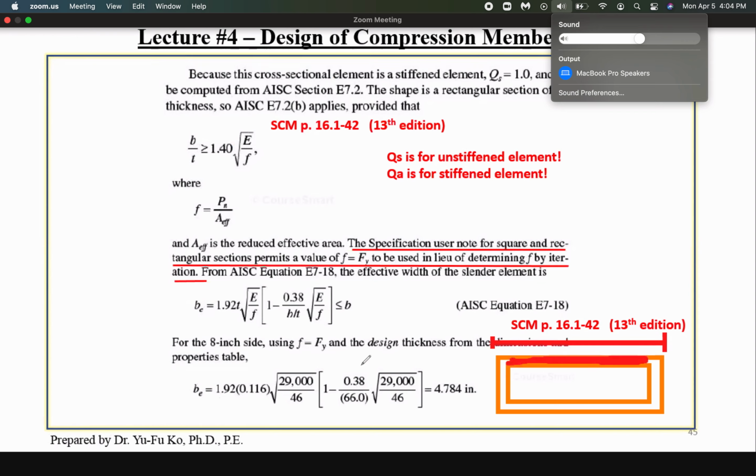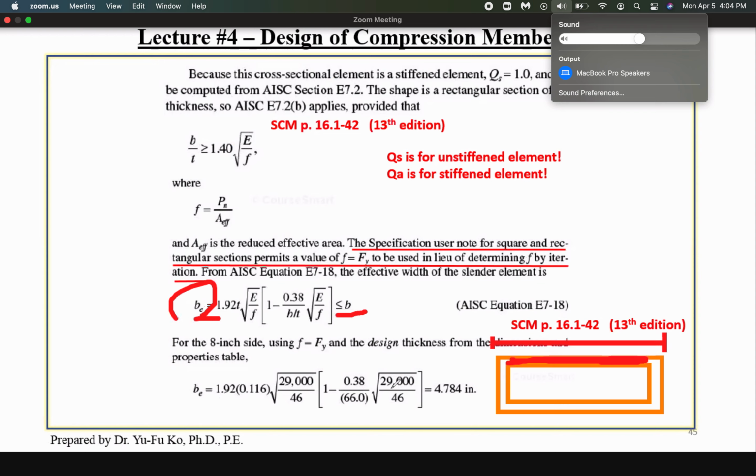Okay, so we need to consider the original length. You need to reduce it to some value, which we call b sub e. It's not 8-inch anymore. It will be less than 8-inch after you consider all this calculation for b.